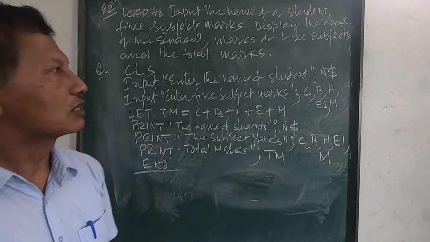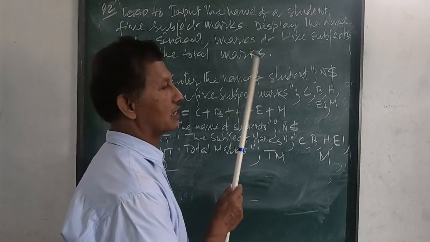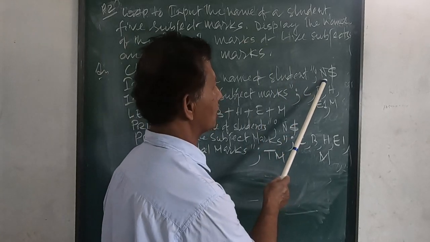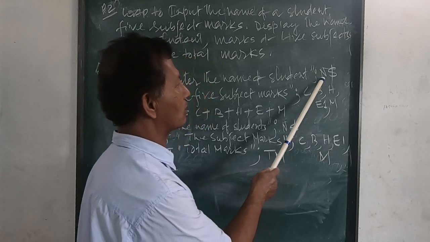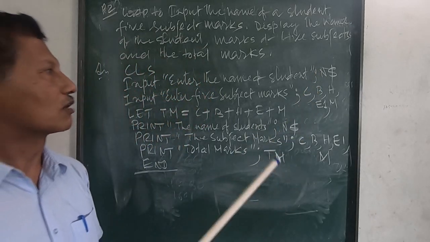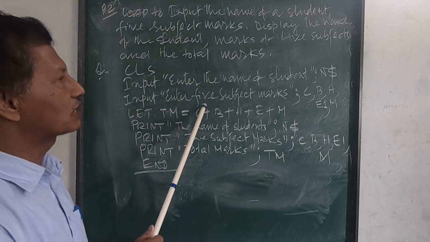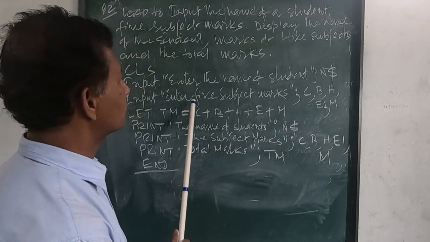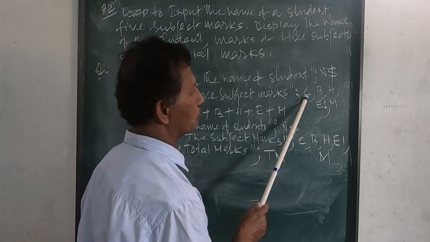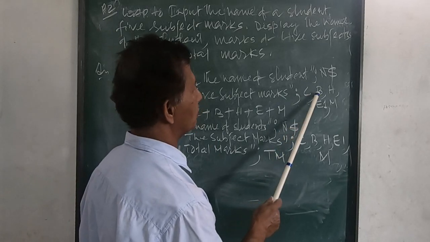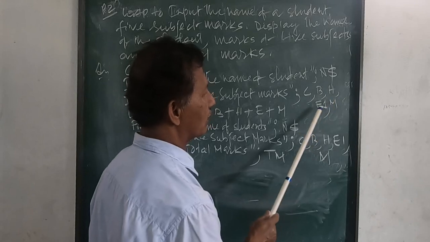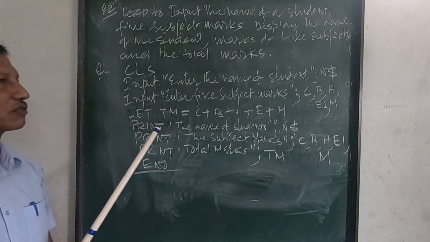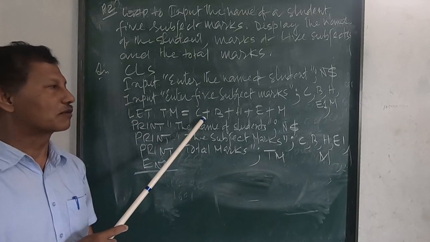So why is it like this? Because in this first line you are going to enter a name only. For a name there should be a string variable. That's why I am writing the $ here. Or you can write any of A$, B$, C$, name$. I am writing N$ only. In the next line you see input, enter 5 subject marks. So here the next message is enter 5 subject marks, with C for computer, B for biology, H for history, E for English, M for maths. In the next line you are doing a calculation to find the total of the subject marks.